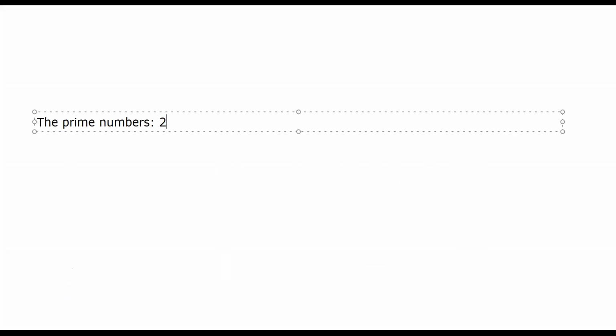2, though, is a prime number. It's the only even prime number. Every other prime number must be odd, because if you had any other number that was even, it could be divided by 2. So 2 only has 1 and 2 as factors. 3 only has 1 and 3 as factors.